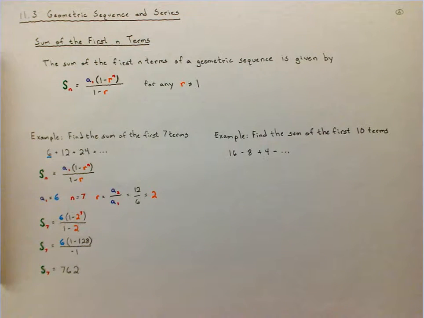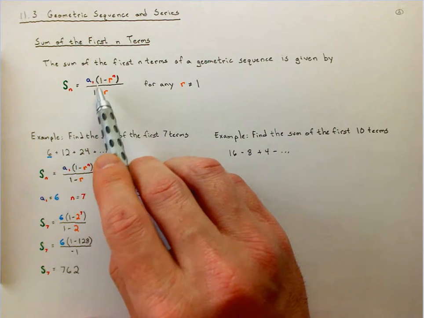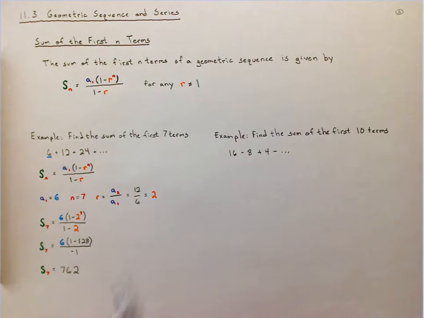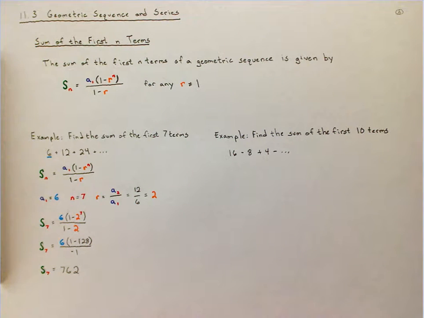Hello everyone. We are looking at geometric sequences and series, and we are going to talk about the sum of the first n terms. The sum of the first n terms of a geometric sequence is given by the formula S sub n equals a sub 1 times the parentheses of 1 minus r to the nth, and in the denominator 1 minus r, for any r that is not equal to 1, because if it's equal to 1 then my denominator would be 0. And really, a common ratio of 1 means you just have the same number repeating.